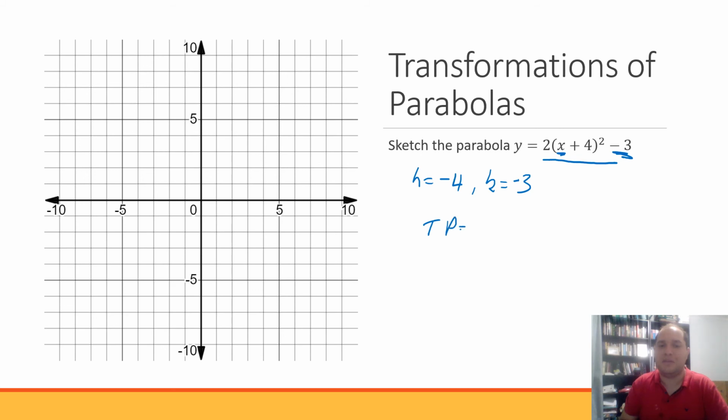That means the turning point of our parabola has coordinates negative 4, negative 3. It's shifted left 4 places, and down 3 places. Here is our turning point. Now, looking at our dilation, it's a factor of 2. How we take that into account is we move 1 square across and 2 squares up.